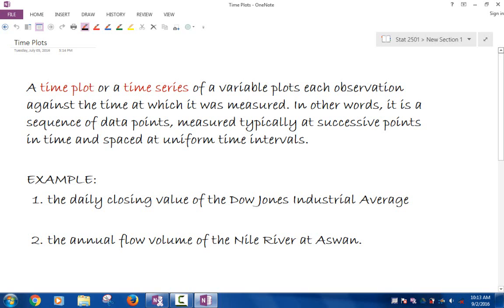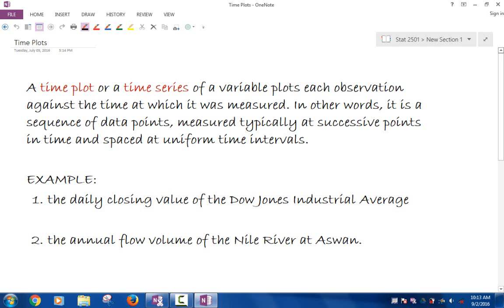A time plot, or sometimes called a time series, of a variable plots each observation against the time at which it was measured. Okay? In other words, it is a sequence of data points measured typically at successive points in time and spaced at uniform time intervals.